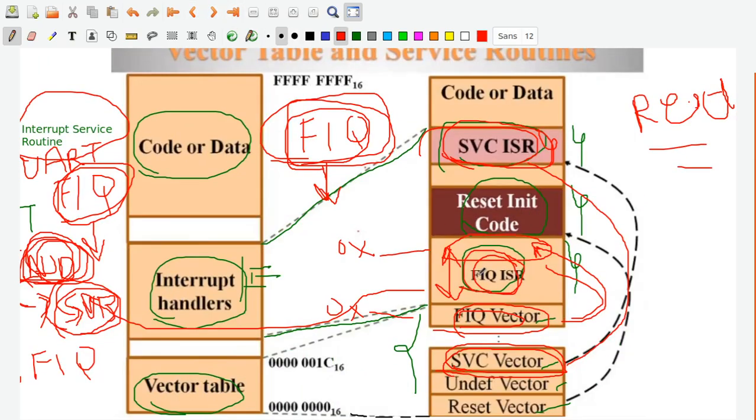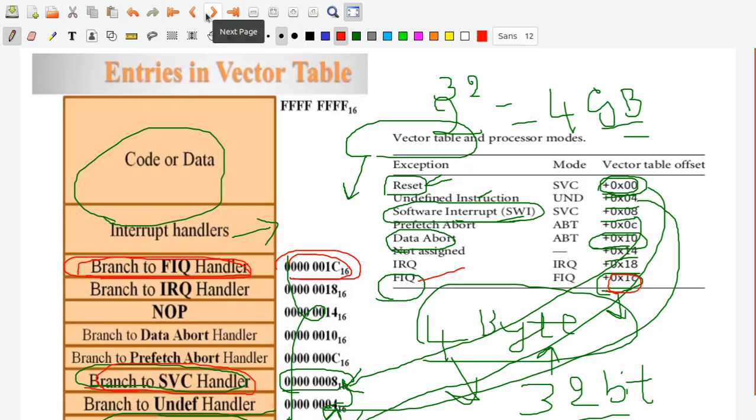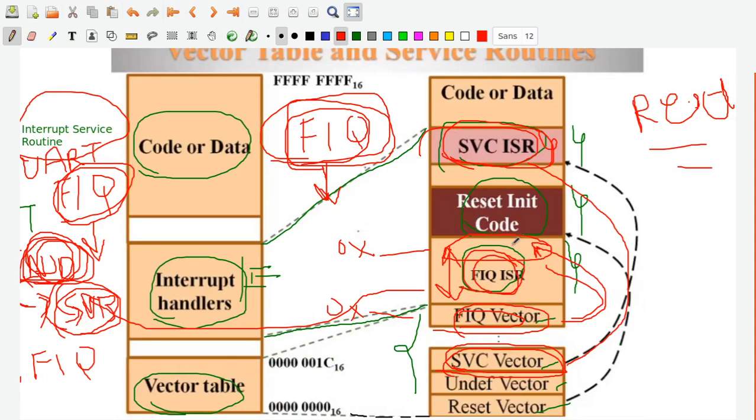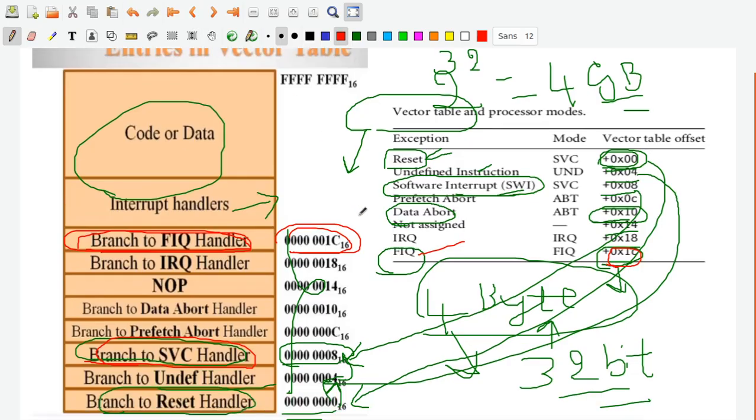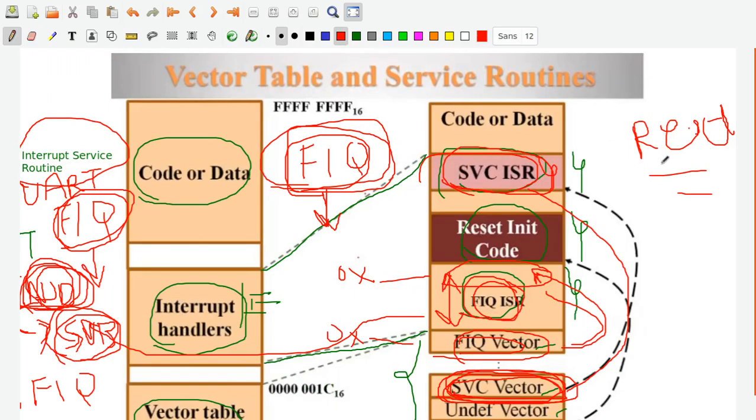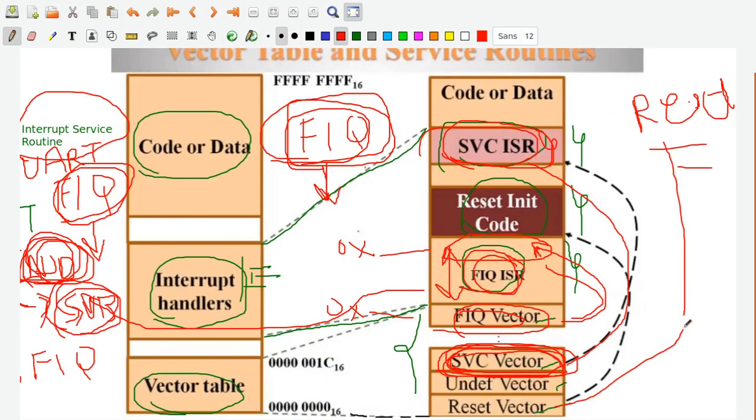Now, similarly, okay, so this is one correction I am making. Maybe this is the software interrupt exception. Of course, the reset initial code is written here. Some software interrupt exception can happen here. So that is what the SVC vector is here. As you can observe, this is another reset vector. I am sorry, just make this correction. The reset vector is for this one. Whenever a reset exception is thrown, the reset vector is here.